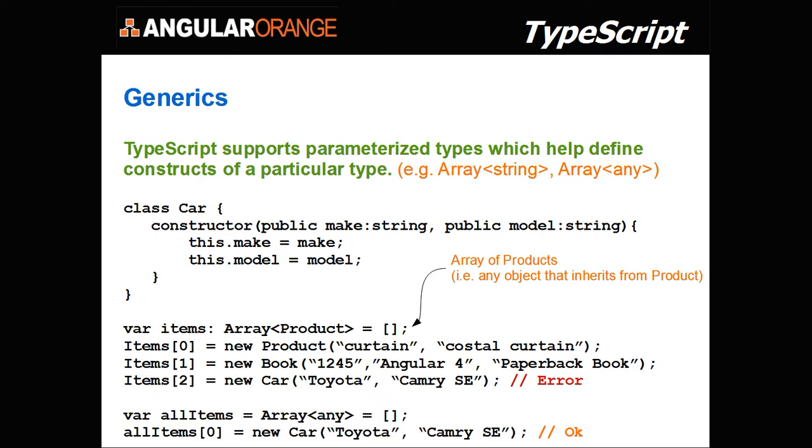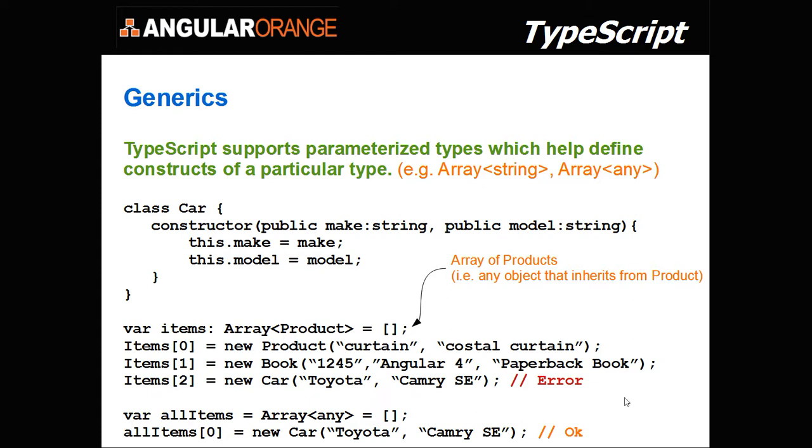And what that means is any object that inherits from product. So I can instantiate a new product and define an array element. I could instantiate a new book. Book inherits from product, so I could define a new book and put it in item 1. I could define a new car and try to set item 2 to the new car, but I would get an error. A car is not a product, so I cannot put a car in the array of products.